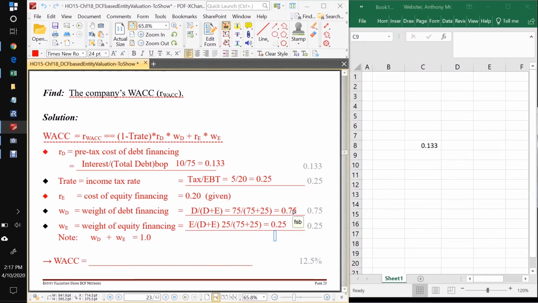Is 0.25 plus 0.75 equal to 1? Yes, okay. Good for us. All right, so that checks. So now we can just plug in. We've got everything we need to plug in for the weighted average cost of capital.